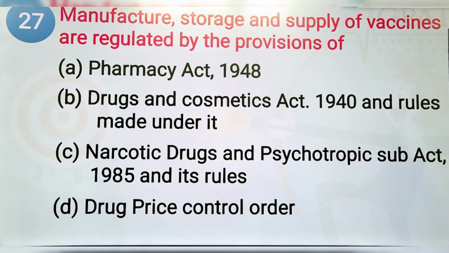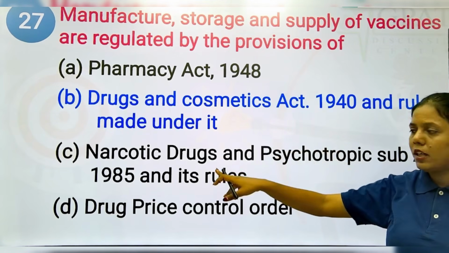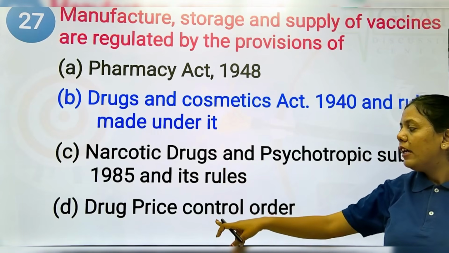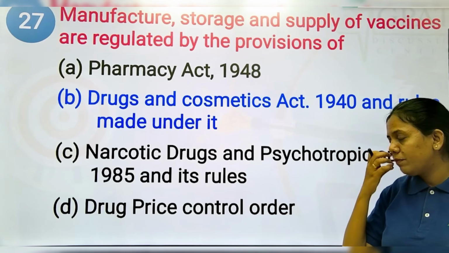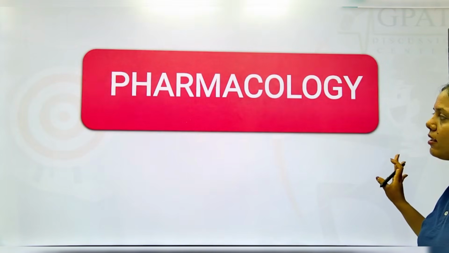Next is, manufacture, storage and supply of vaccines are regulated by the provision of Pharmacy Act, Drug and Cosmetic Act, Narcotic Drugs and Psychotropic Substances, and Drug Price Control Order. We know that vaccines and everything come under your Drug and Cosmetic Act 1940. Pharmacy is about the education related thing. Vaccines do not come under the narcotic substances. Drug Price Control Order is related to the pricing authority. Okay, option B is the right answer.